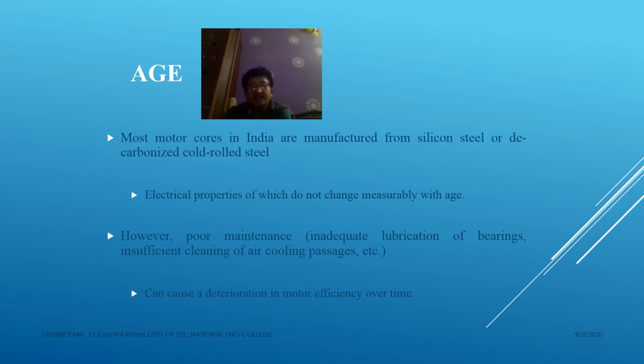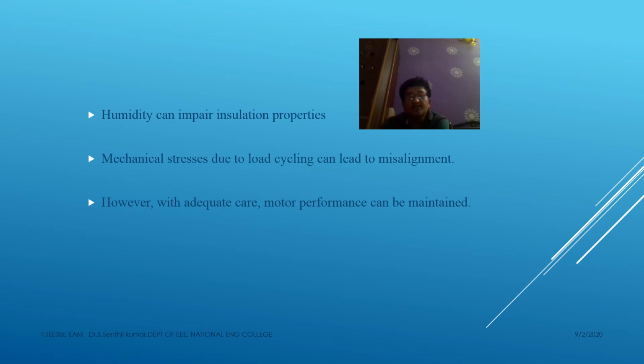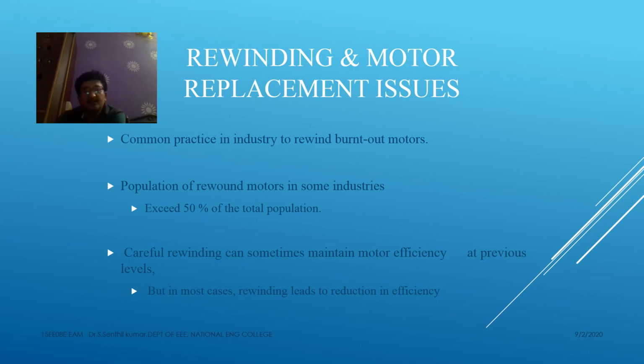It can cause a deterioration in motor efficiency when it is run for a very long time. And humidity can impair the insulation property, along with mechanical stress due to the load cycle and misalignments. However, adequate maintenance and care should be taken to ensure that the motor performance can be maintained. And the next topic is the rewinding and replacement issues in the motor.